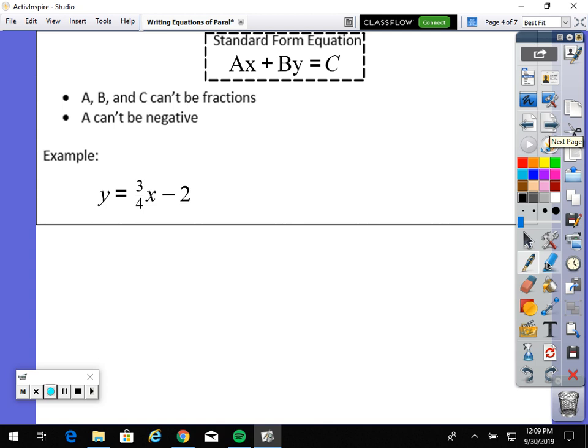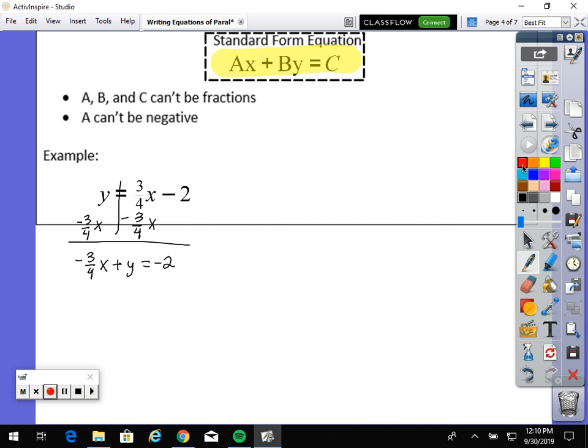Moving right along, we have standard form, which is the last one that we're going to talk about. We have ax plus by equals c. So it looks a little bit different, and a, b, and c cannot be fractions, and then a, the leading coefficient, cannot be negative. So we're going to take this y equals 3/4 x minus 2, and we're going to rewrite it in standard form. So what I'm going to do first is move my 3/4 x over, so minus 3/4 x on both sides, and I get this equation: -3/4 x plus y equals -2.